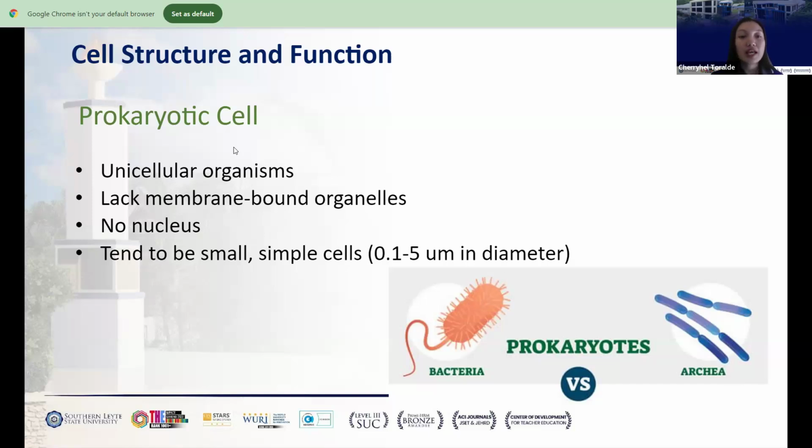These prokaryotic cells don't have membrane-bound organelles. So the components of this cell are very simple, in the sense that it doesn't have any nucleus, mitochondria, chloroplast, or whatever is found in eukaryotic cells. It only has ribosomes for the synthesis of proteins. And lastly, they tend to be small and very simple.